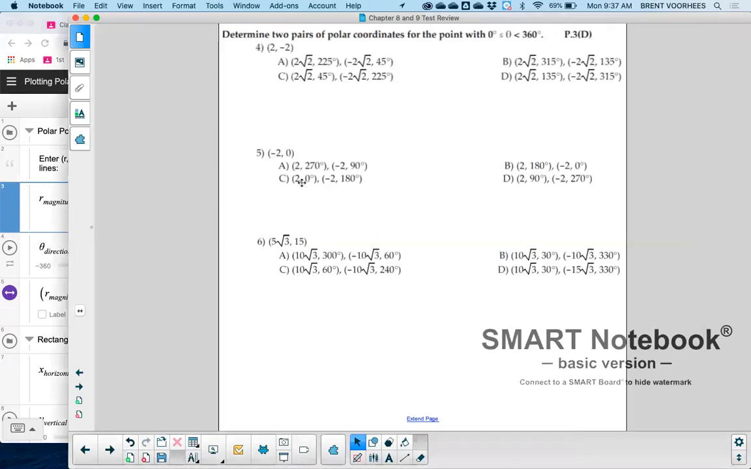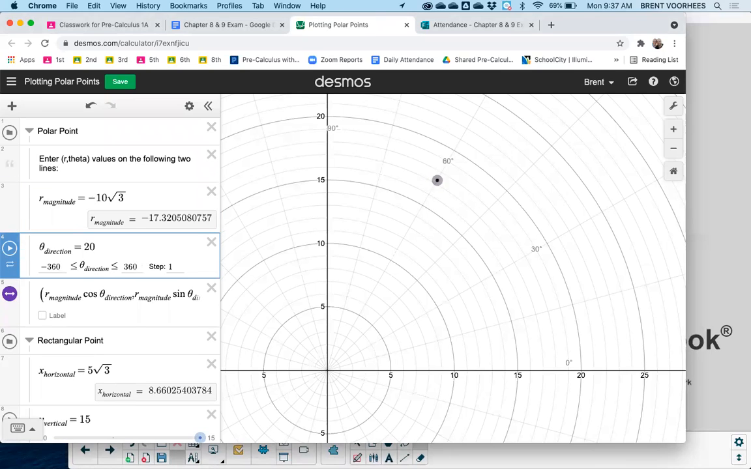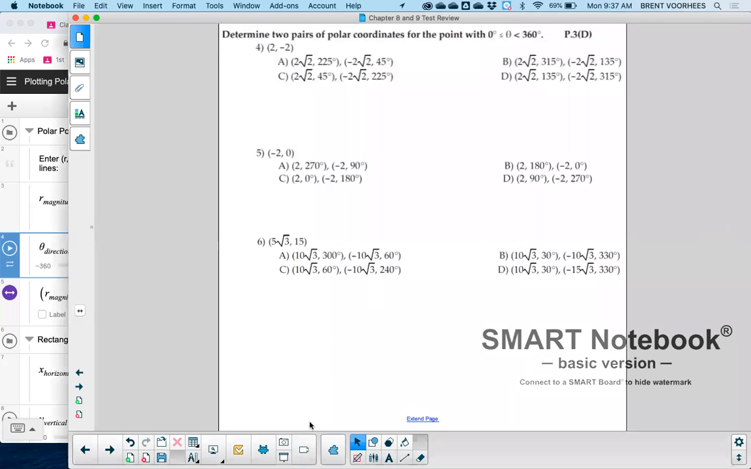And so let's test it, because you can see that this option did have a 60 degree as well. But let's test it to make sure that C is the correct answer. I'm going to test it with -10 square root of 3 and 240. -10 square root of 3 and 240. And you can see once again they're overlapped one another. So C would be the correct answer on this one.